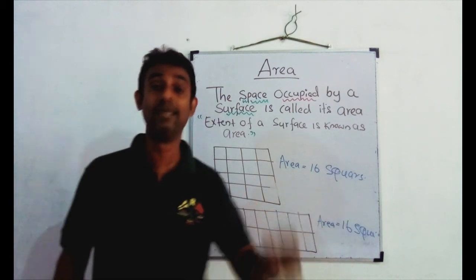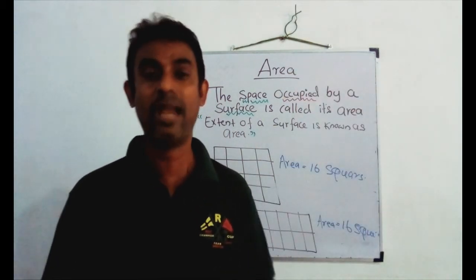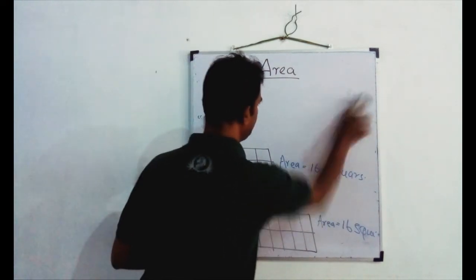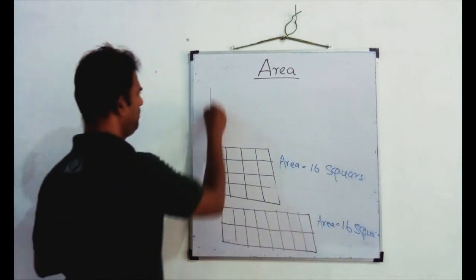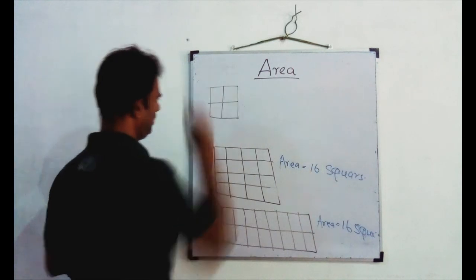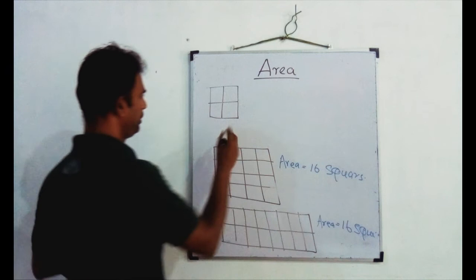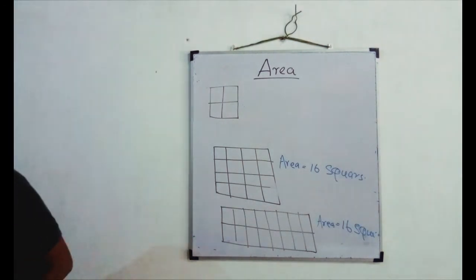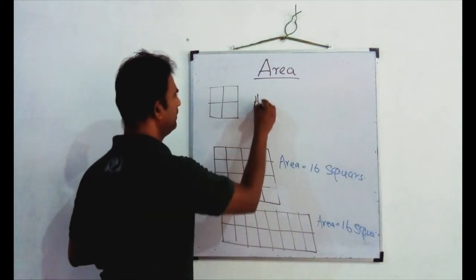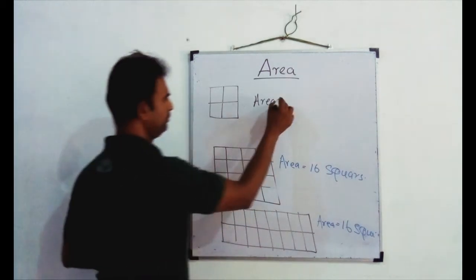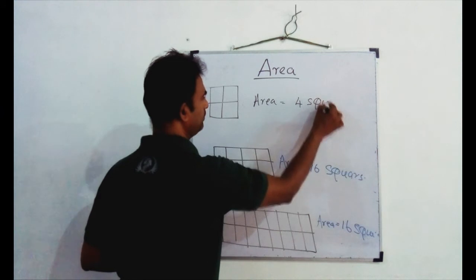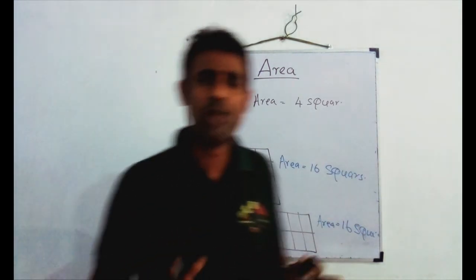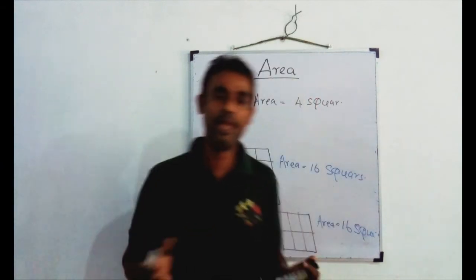How do we find the area of any figure? Now I am going to explain that. I will use this one. Another I will do. See here. The area of this figure is also 4 squares. This is the technique I am going to explain, how you find the area.